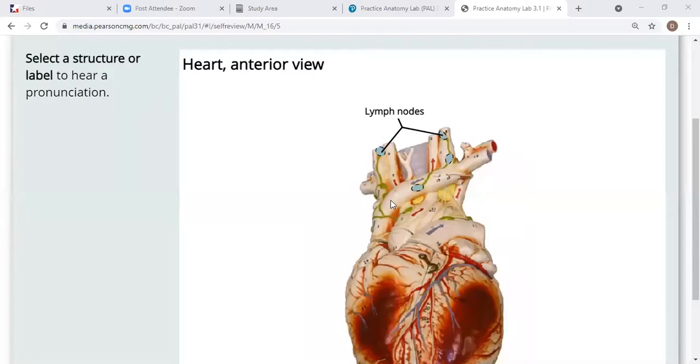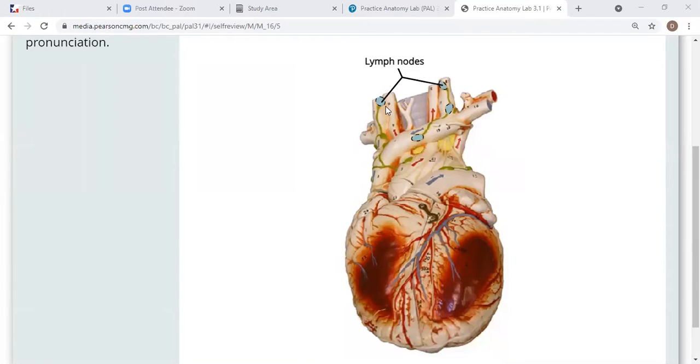Okay. So here we're looking at an anterior view of the heart. Can you see this one now? Yes. Okay. Great. So we also have little lymph nodes here, and we have the collecting vessels there. We have to have those collecting vessels. They just can't be lymph nodes by themselves. They must have collecting vessels that also connect them. So the lymphatic collecting vessels.